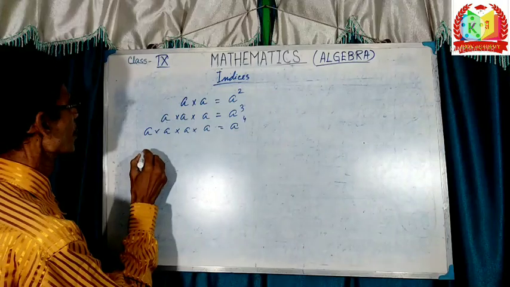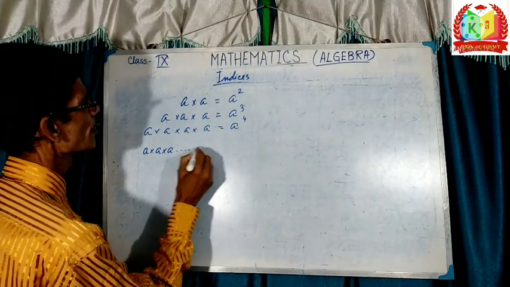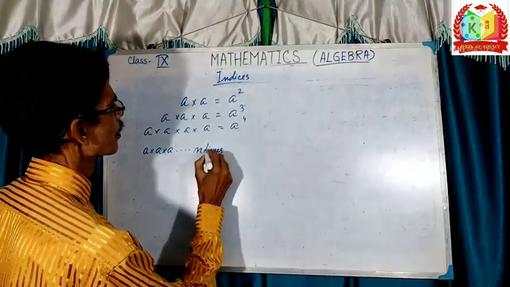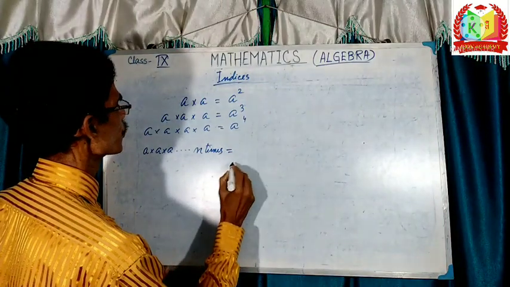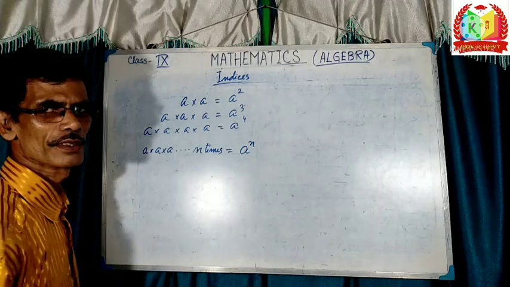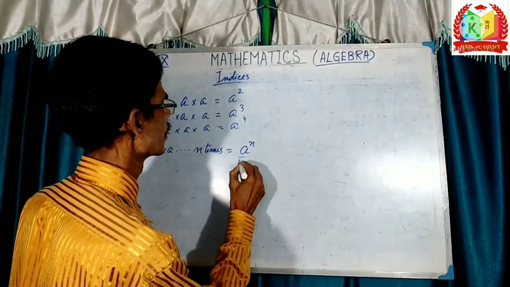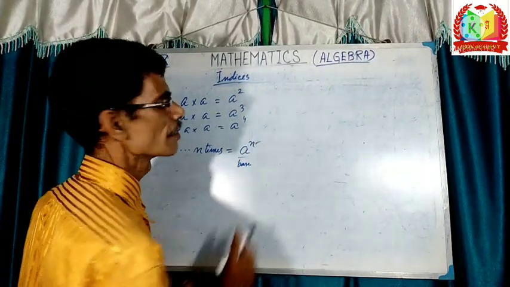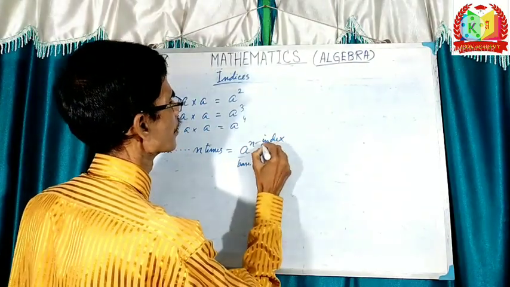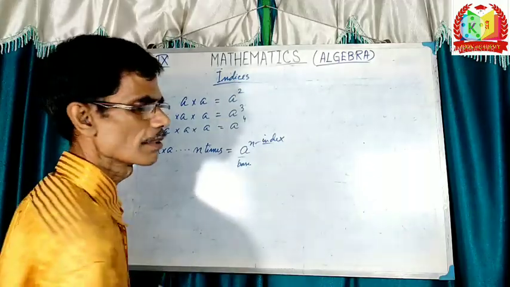If a into a dot dot dot n times a equal to a to the power n. Here a is base and n is the index. This is index and a is a base.